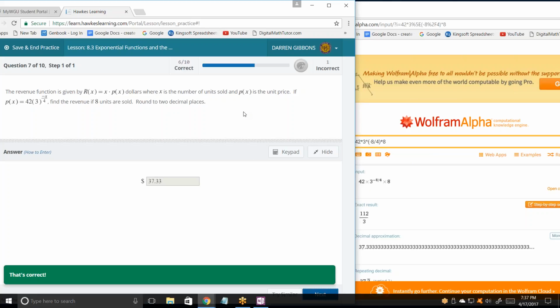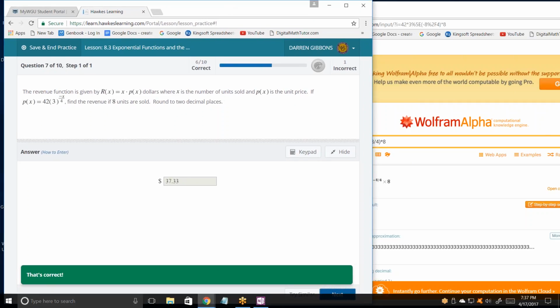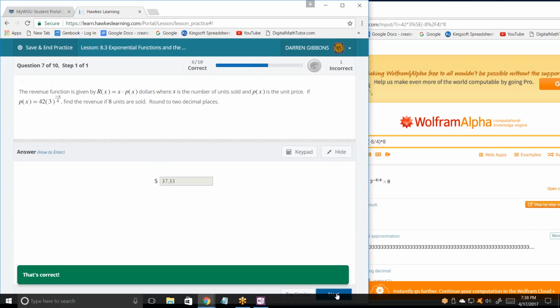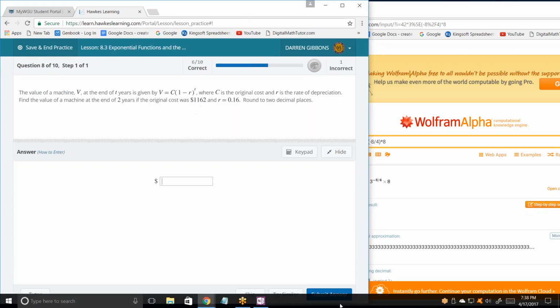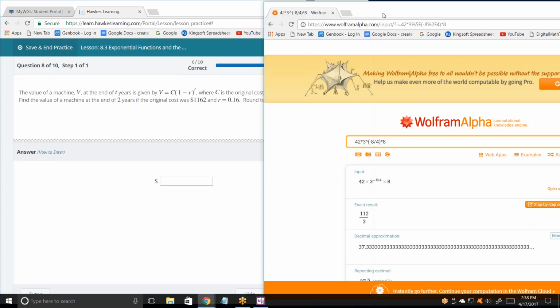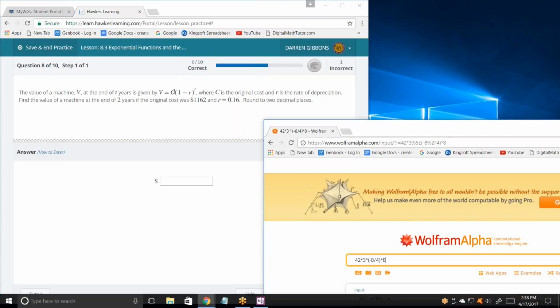But yeah, you've got to be careful on these. It's really easy to make the mistake and put in P of 8 as an answer. That's not what we wanted. We wanted R of 8. And R of 8 is 8 times P of 8. And these are all pretty much the same, and so far you haven't needed logs to solve any of them. All we're doing is figuring out how to get a calculator to give us the answer.